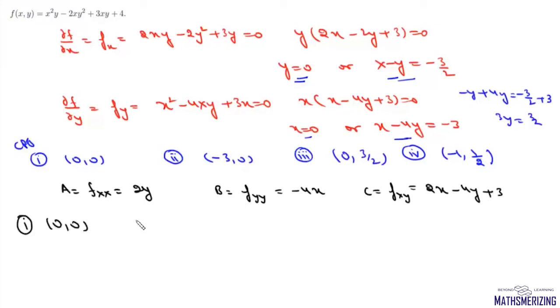Now we'll begin with this first point, (0, 0). For this first point, a is 0, b is 0, and c is 3. If we find h, which is ab − c², it is −9. And since h is less than 0, (0, 0) is a saddle point.